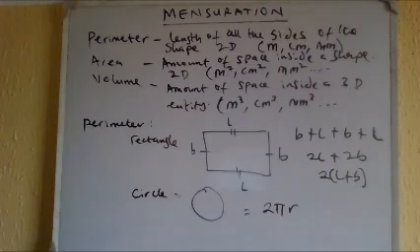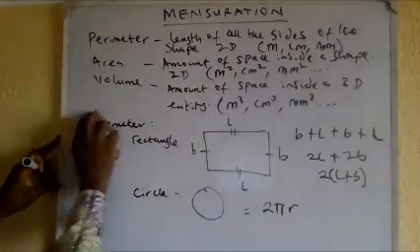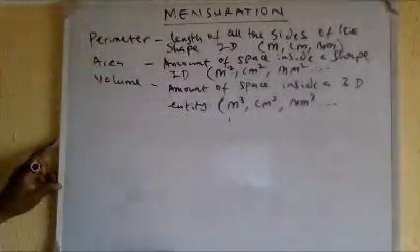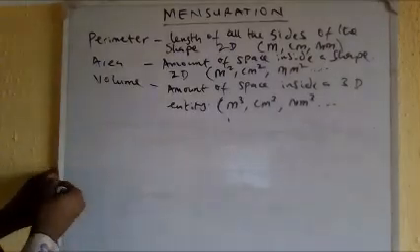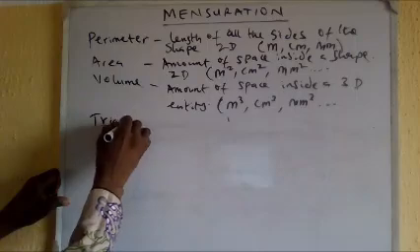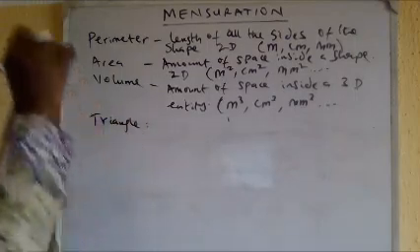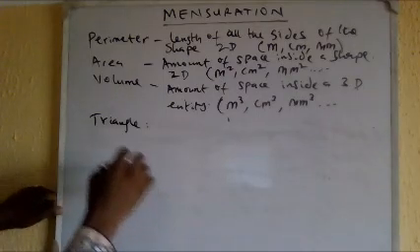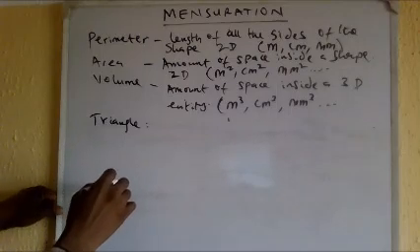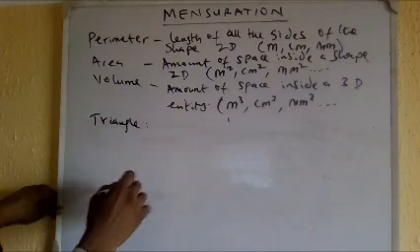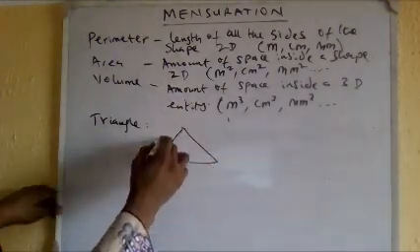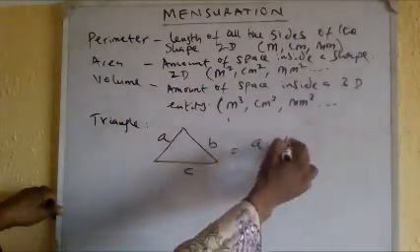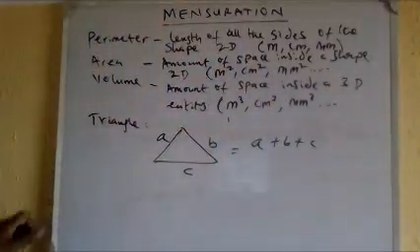For a triangle, we're still talking about perimeter. Because we define the perimeter as the sum of all the sides, if I have a triangle like this, with sides A, B, C, it is just A plus B plus C. All the sides. That's the perimeter of a triangle.